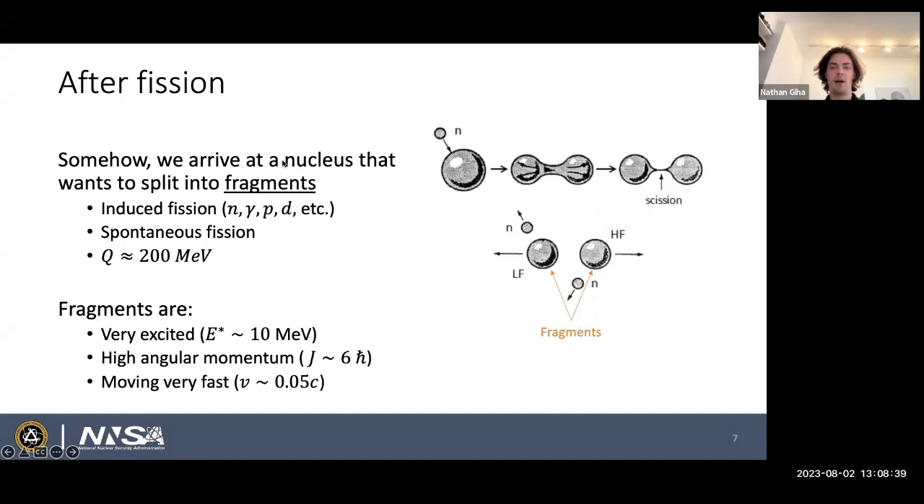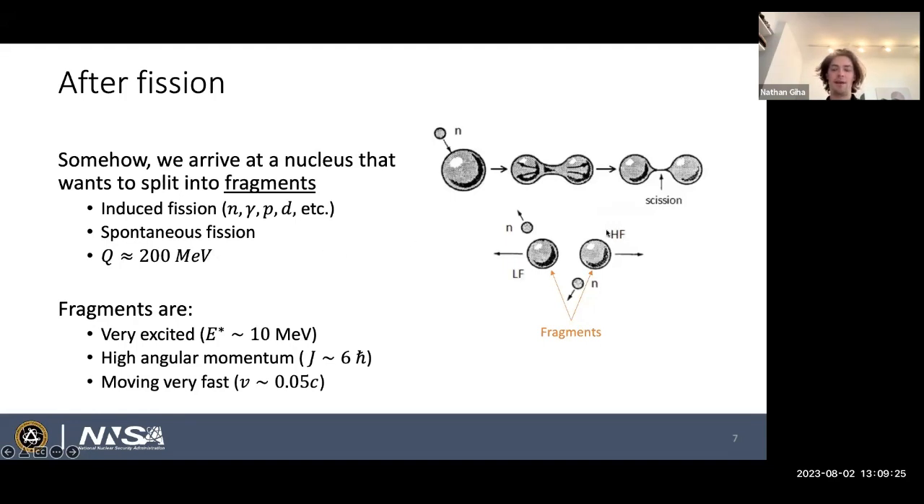So somehow we skip over all of that stuff Kyle talked about yesterday, and we have a nucleus that wants to split into fragments. This could happen because it was induced to do so. So if we hit it with a neutron or a gamma or a proton or a deuteron or any number of other things, anything that makes that nucleus deform enough to fission, that'll do it. There's also spontaneous fission. There are some nuclei that through quantum tunneling processes will sometimes fission on their own without being induced. And the amount of energy released in a reaction like this is around 200 MeV. It fluctuates quite a bit, but it's a good benchmark.